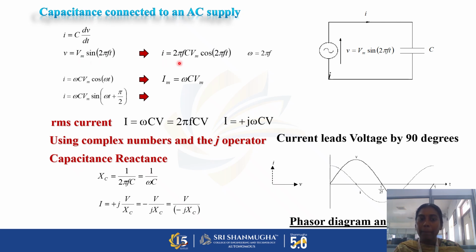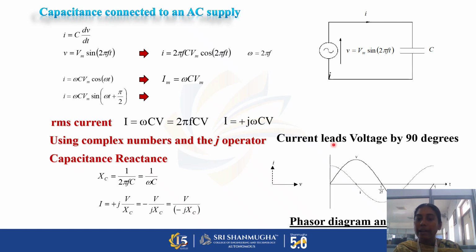We know that, but the current value I is equal to 2 pi f C into Vm cos 2 pi f t. So finally the derivation is Im is equal to omega into C into Vm, where omega is 2 pi f. Here I is equal to plus j omega C into V. Here also, when we add a capacitor to the circuit, a complex number is generated and j is the operator, but the j value is positive.